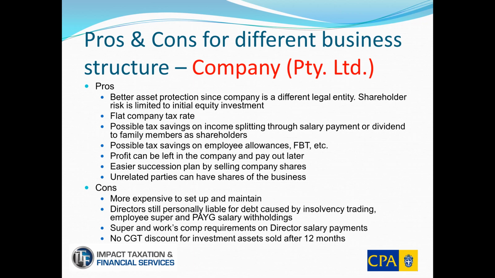Okay, and then also with a company, one advantage is it's very flexible. You can choose to leave profit inside the company and pay out later. So how do you do it? For example, it happens quite often that the shareholder and director are the same person. Then basically the company or the director decides to pay himself a certain level of salary. By paying more salary to himself, he's reducing the company profit. By paying himself less salary, the company profit will increase.